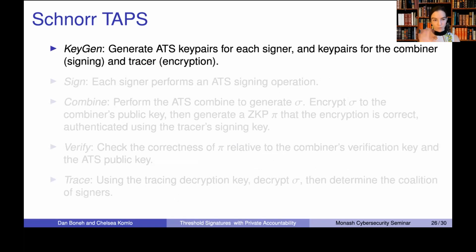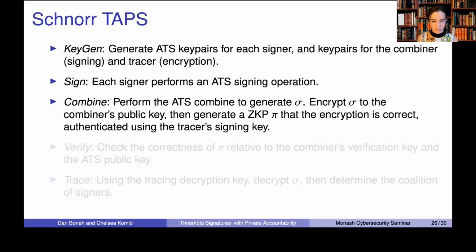To recap, and then I'll wrap up, and then we can go to questions. The way that our Schnorr TAPS works is for key generation, we use an ATS, and then the key pairs for the combiner and the tracer are also generated during keygen. For sign, every signer performs an ATS signing operation.